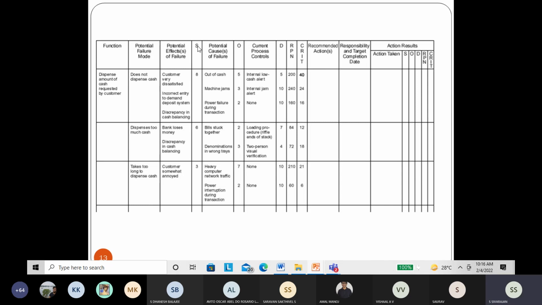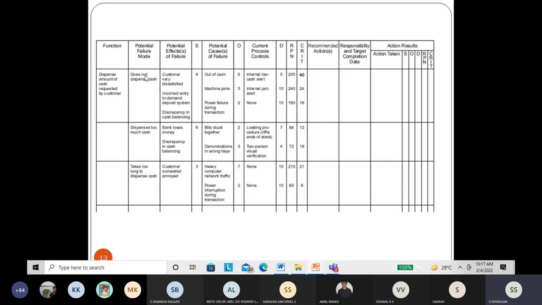Now to find out the severity, we have to find out the potential effect. So this is the failure mode: it is not dispensing cash. And there are 3 effects of the failure. Now you have, just like a cause and effect diagram, for each effect.